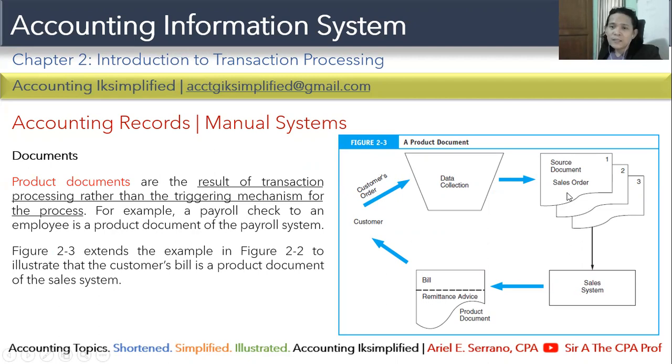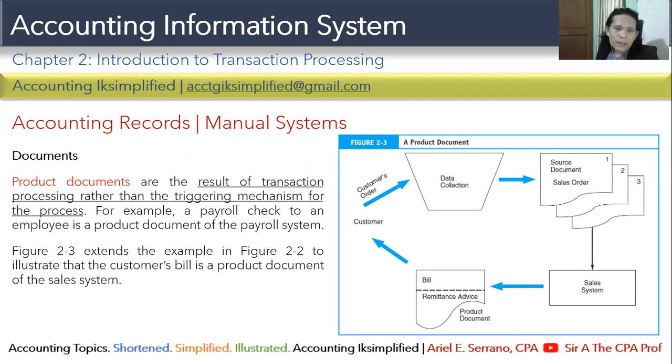Once the sales order enters the sales system, okay, at syempre the sales order is the one that requests kung ano ba ang mga kailangan natin na ibenta sa customer. Once na ma-process na po natin yan, of course, when we bill the customer, we will be making a customer bill because doon nakapaloob, andun yung detalye, ano ba yung binenta natin sa customer na ito. Now, the bill is what we call a product document.